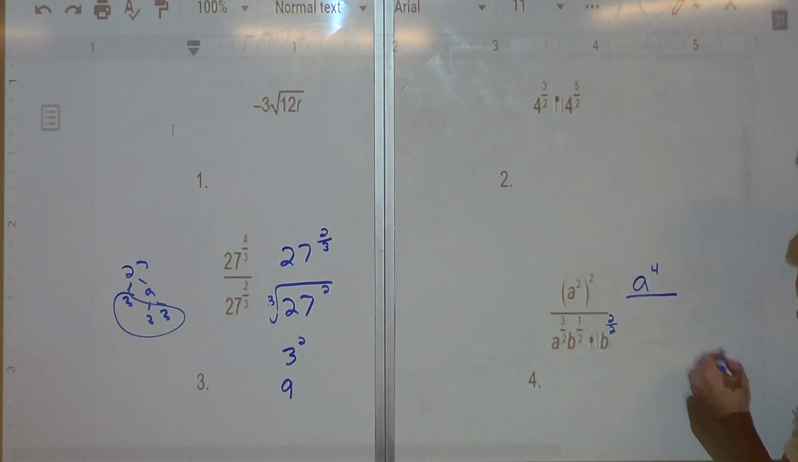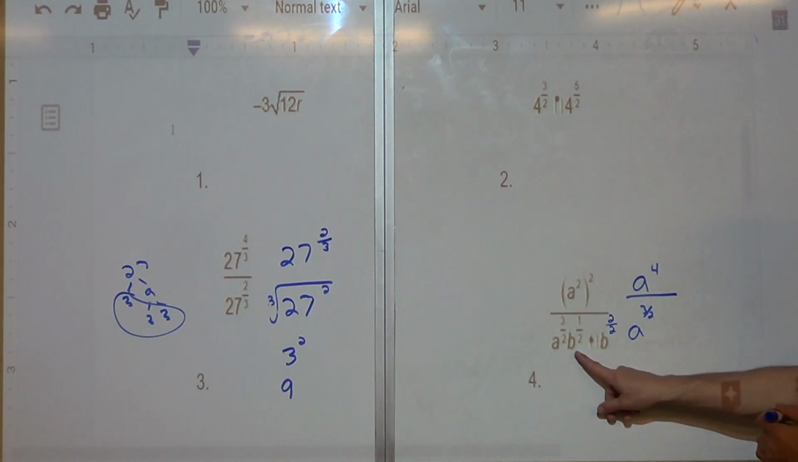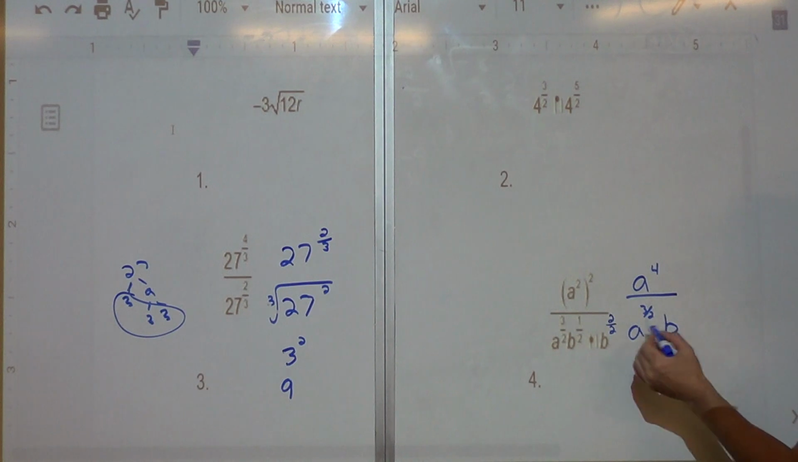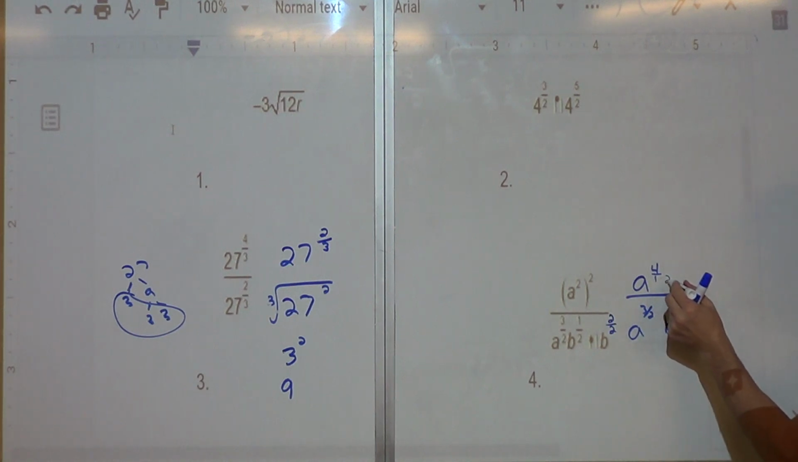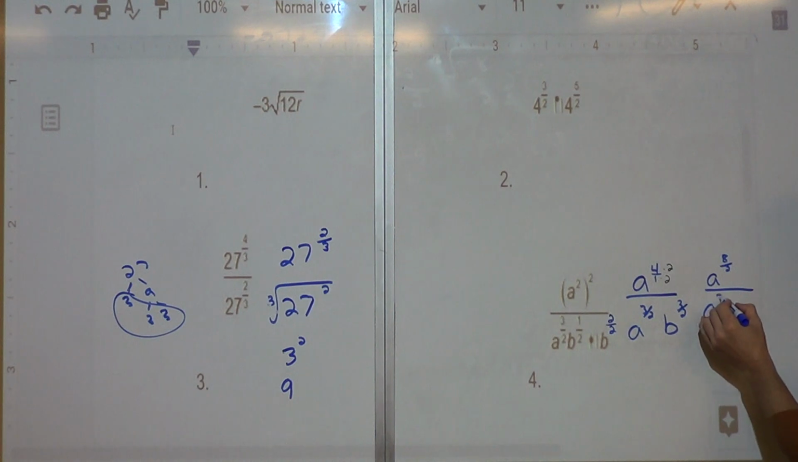So I have a to the 3/2, and then b, 1 plus 2, so that would be 3/2 power. Then I've got to get these a's together. So again, this would be 4 over 1. I need a common denominator, so I multiply this by 2. So it's really a, that would be 8 over 2, and then a 3/2, and b to the 3/2.